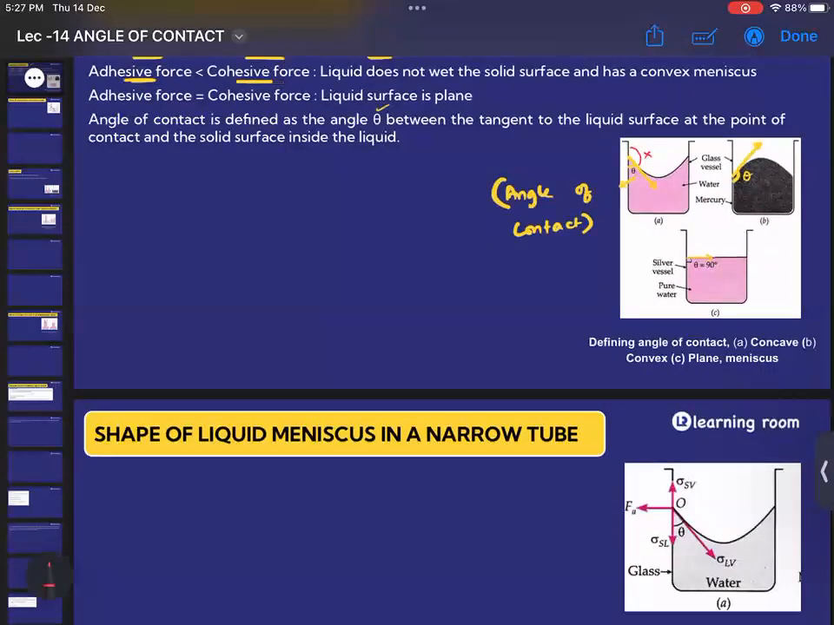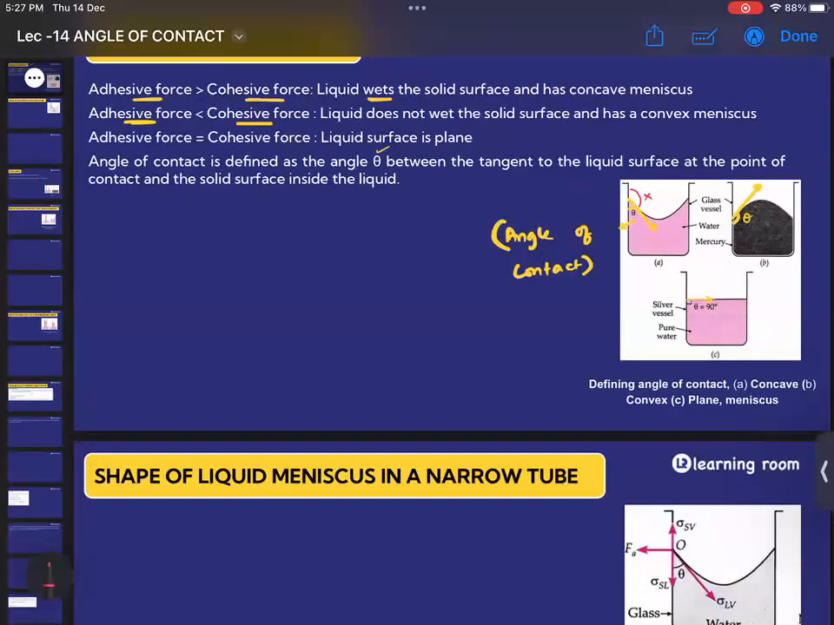Now, if you're clear and you have written everything, I want you to underline the point: solid surface inside the liquid. Please underline that. Solid surface inside the liquid.